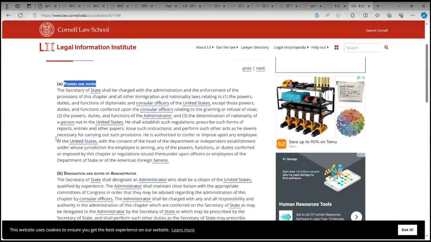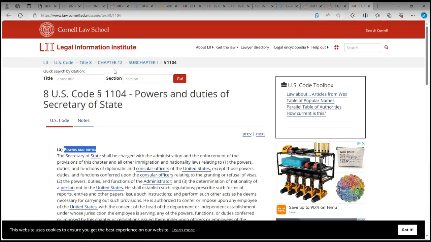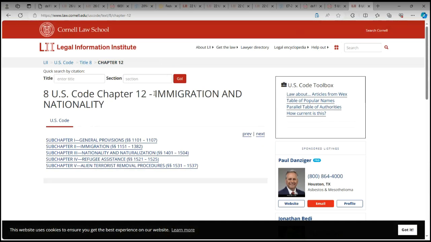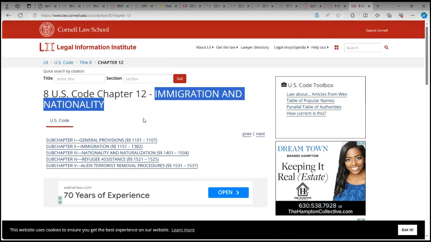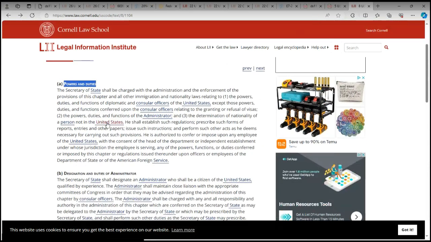The Secretary of State shall be charged with the administration and the enforcement of the provisions of this chapter. The chapter means chapter 12. Chapter 12 is the whole thing, immigration and nationality. That means subchapter 1, 2, 3, 4, and 5. The chapter and all other immigration and nationality laws relating to 1.